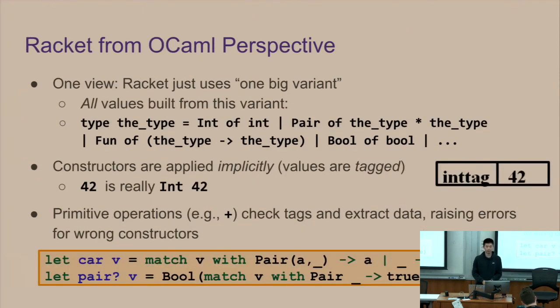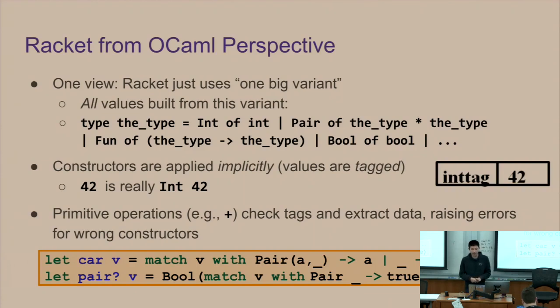But what about an OCaml programmer who suddenly gets teleported to the Racket planet? One view we can have is that Racket just uses one very, very big variant. All the possible values that you can imagine from Racket, whether it's an integer, a pair, a function, or a Boolean, anything you can imagine, are all built from this variant called the type.